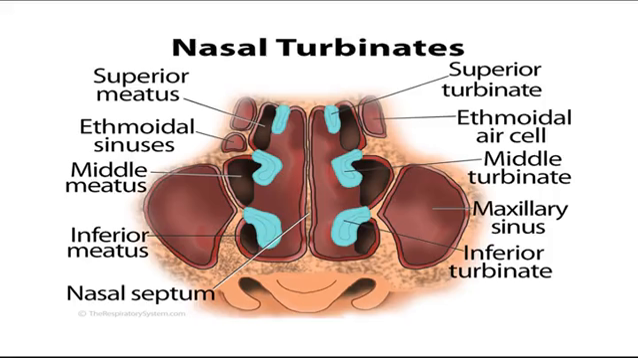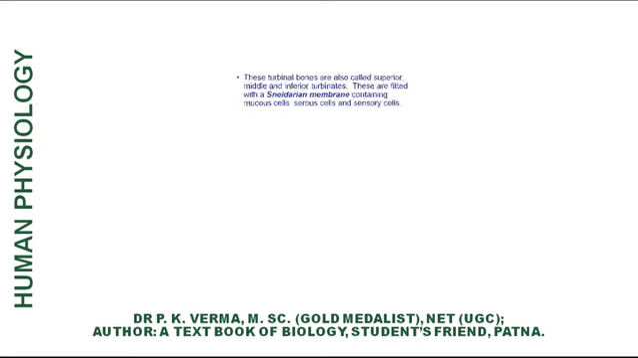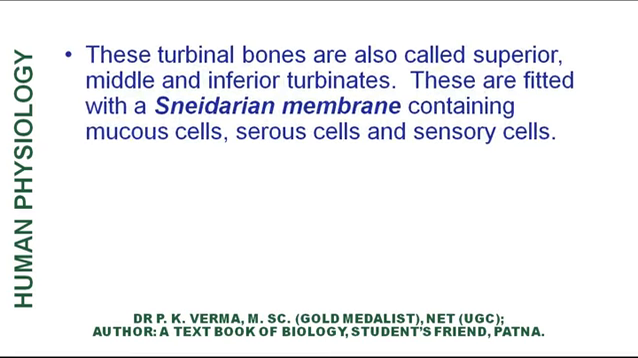To the nasal bone, the superior turbinate or the nasoturbinal is fitted. Through the side walls, the middle turbinate or the ichthyoturbinal is fitted, and to the upper jaw, that is near the maxilla, the inferior turbinate or the maxilloturbinal bones are fitted. These turbinal bones are also called superior, middle, and inferior turbinates.